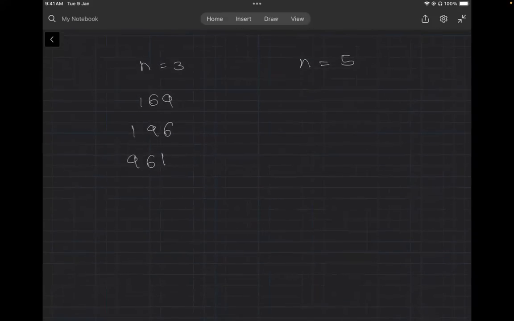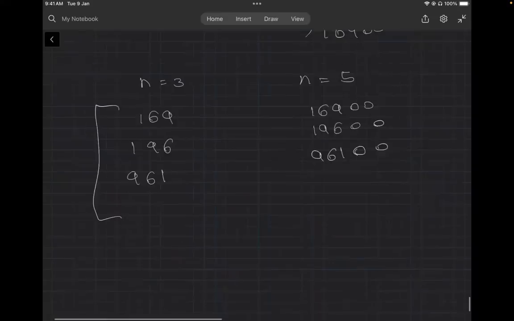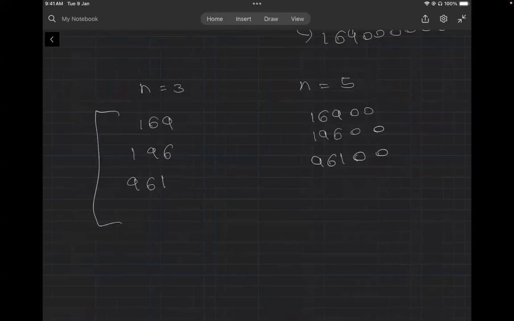So now for n is equal to 5, how do we make a solution using only these three numbers? 169 is a square, I will just add two zeros after it. Okay. 196 is a square, I'll just add two zeros after it. And 961 is a square, I'll just add two zeros after it.